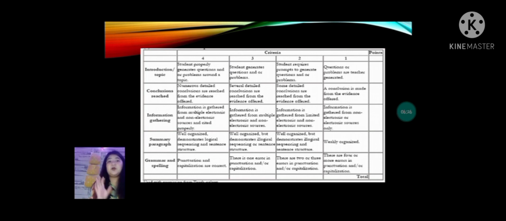So, in conclusion reached naman, ito yung example. Give 4 points if numerous detailed conclusions are reached from the evidence offered, give 3 points if detailed conclusions are reached from the evidence offered, give 2 points if some detailed conclusions are reached from the evidence offered, and give 1 point if a conclusion is made from the evidence offered. So, pag nagawa nyo na to, ito na total nyo, then malalaman mo kung na-achieve ba ng criteria mo yung mga learning outcomes nila.